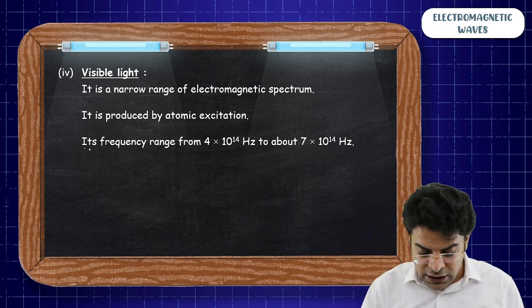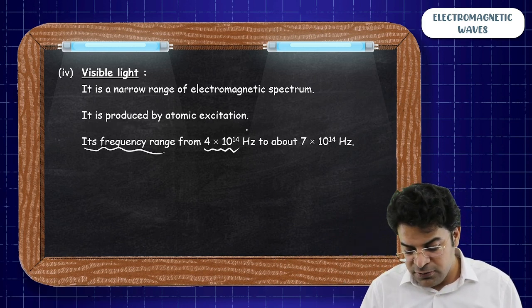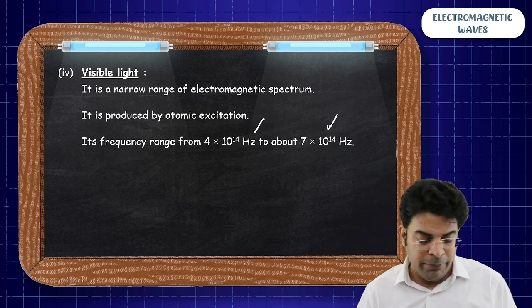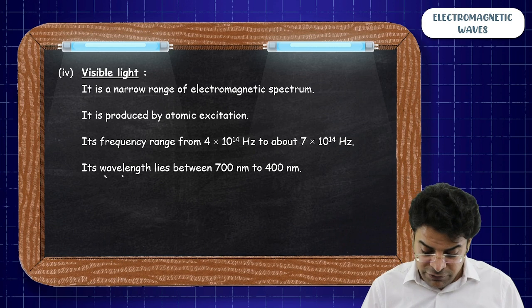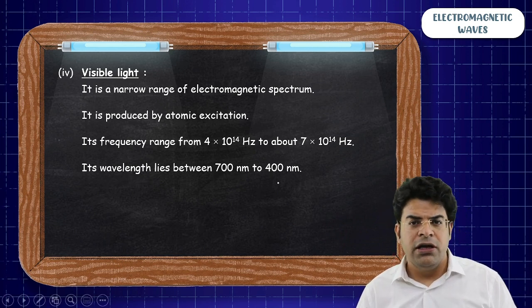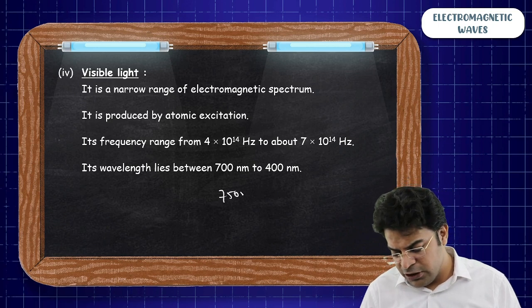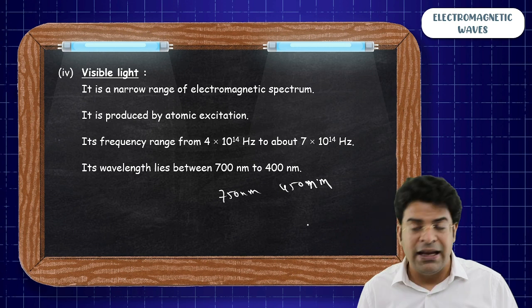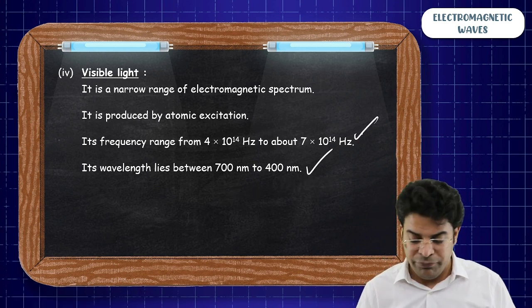Next, children, its frequency ranges from 4 × 10^14 Hertz to 7 × 10^14 Hertz. This is something I remember. Next, the wavelength lies between 700 nanometer and 400 nanometer. In some books, you will find 750 nanometer to 450 nanometer. But since visible light is the light we see, you need to remember this data.